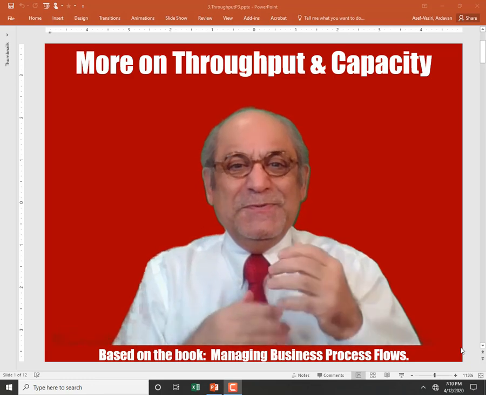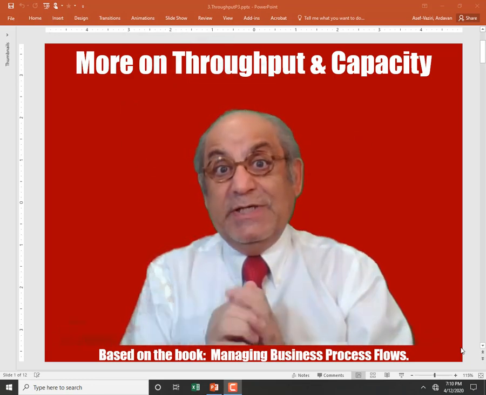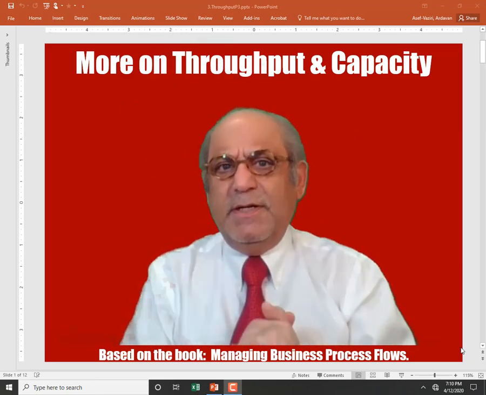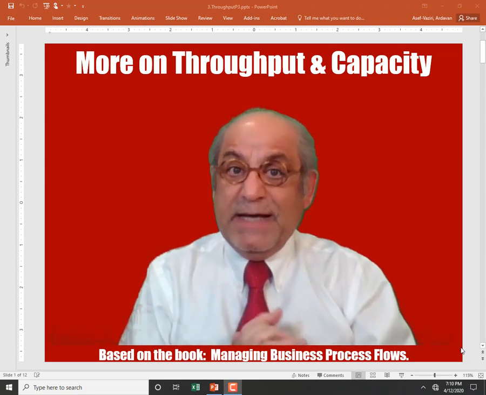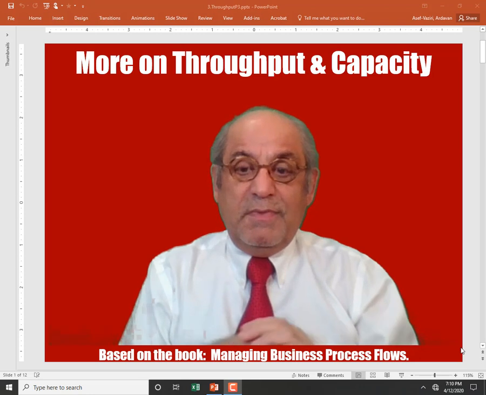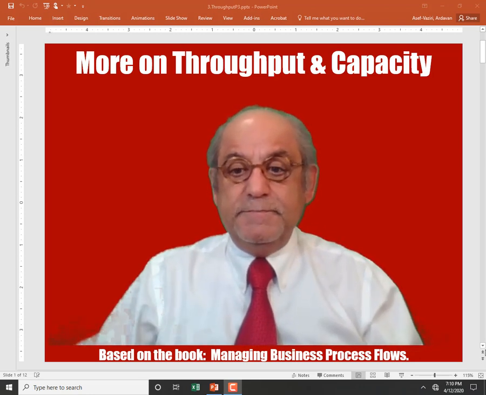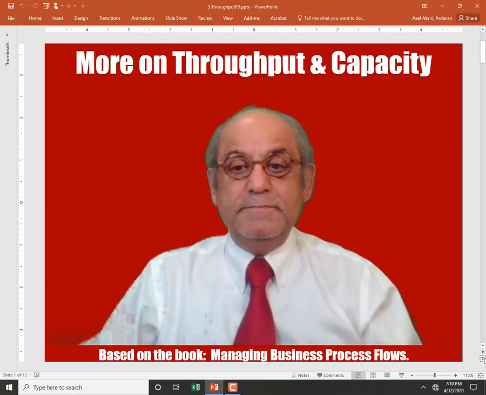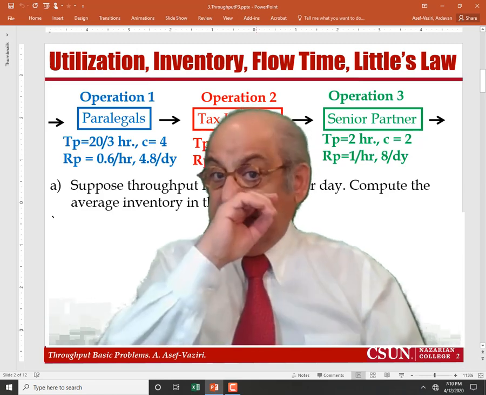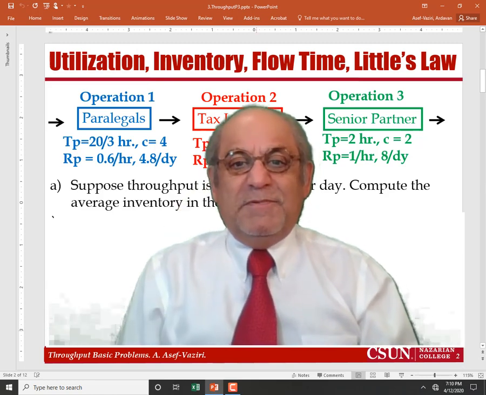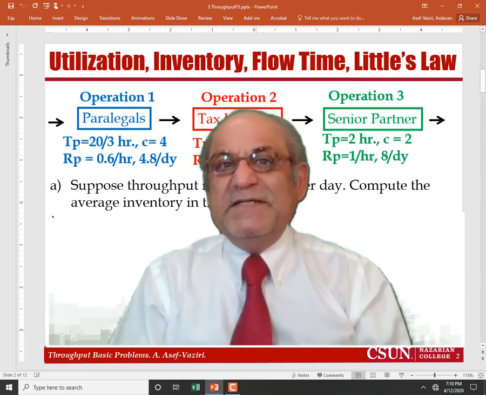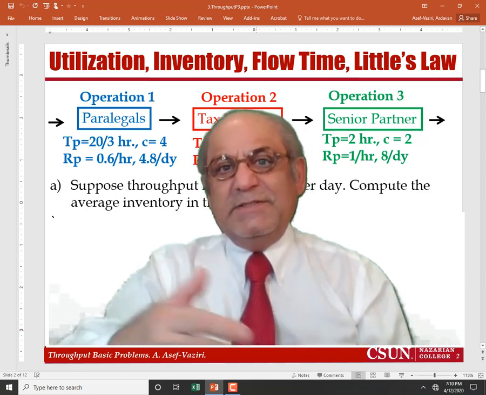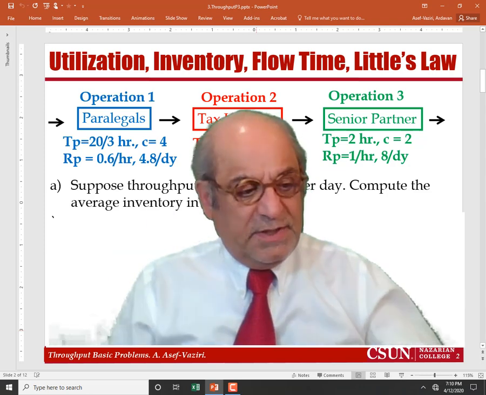Today I'm going to have a little bit additional example and talk about a little bit other things related to throughput and capacity. Let's first solve a problem. We have already solved similar problems, very similar problems. Let's just repeat one additional example.